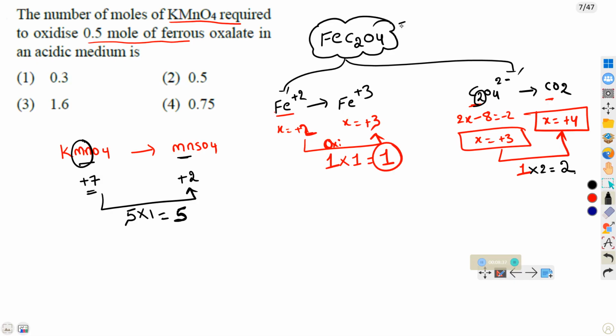Remember one point. In a molecule, two different atoms, +2 to +3 and +3 to +4, participate in the oxidation process.